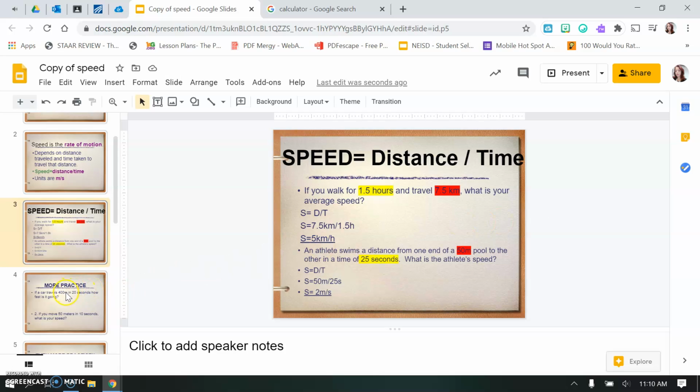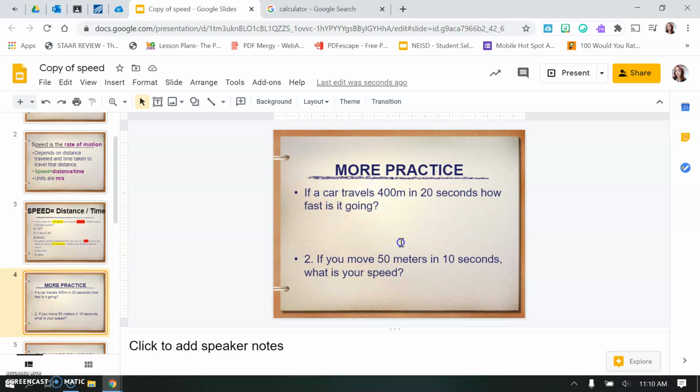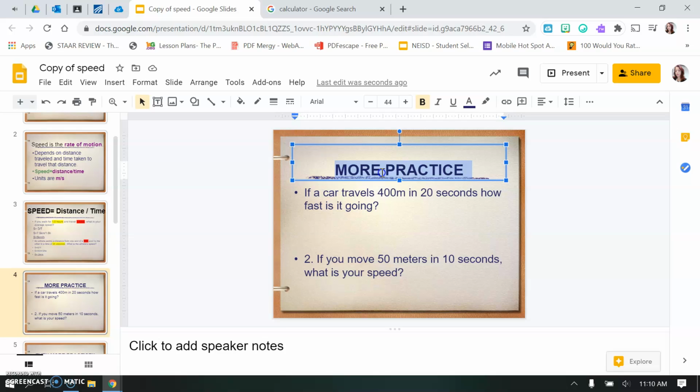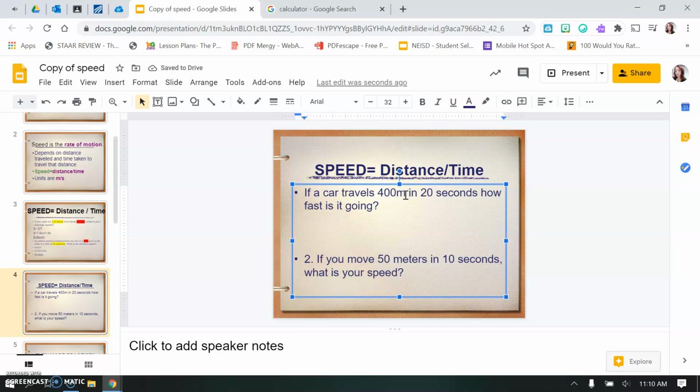Now we'll try a couple more problems. It says, if a car travels 400 meters in 20 seconds, how fast is it going? So we need to know the formula. Speed equals distance divided by time. So we need to find our distance. We need to find our time.